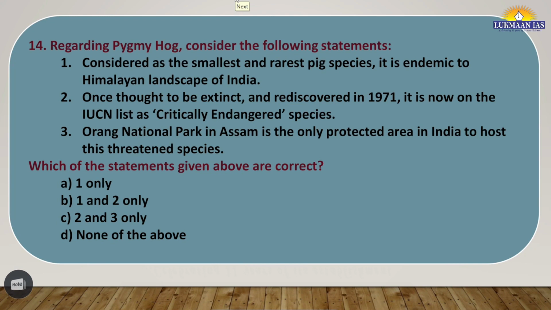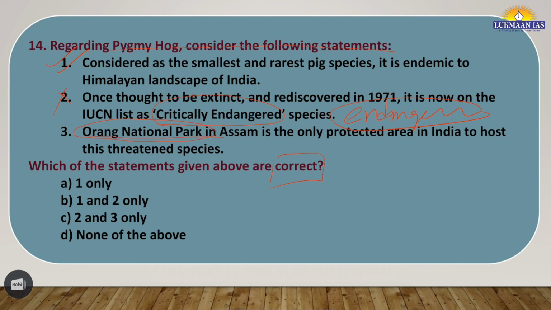Regarding pygmy hog, consider the following statements, and we have to identify the correct statement here. Pygmy hog is asked about, and yes, remember this is a very unique species, the smallest and rarest pig species, and it is endemic to the Himalayan landscape. The first statement is correct here, but it is not critically endangered, it is endangered. So we can say it is an incorrect statement.